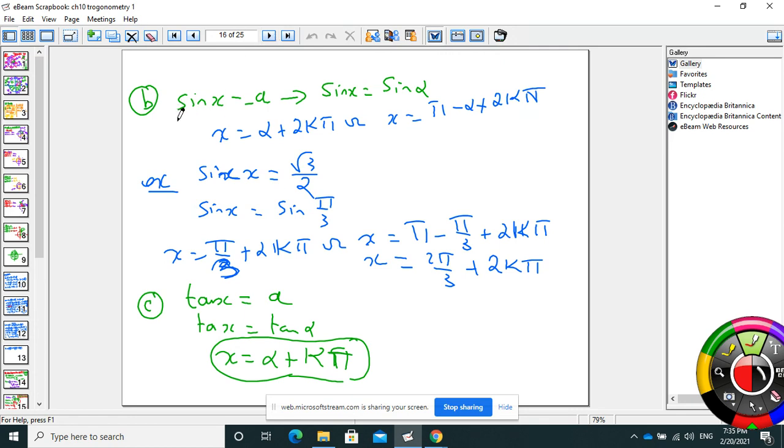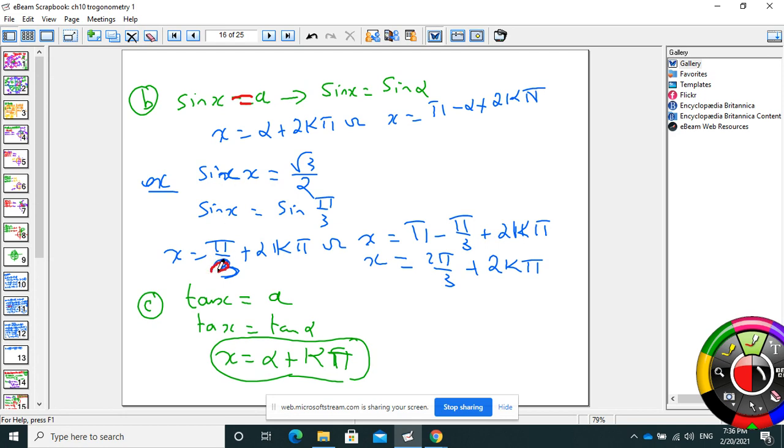Now, if I'm doing B, sine x is equal to a, again I need to make it sine x equal to sine alpha, so x will be equal to alpha plus 2k pi or pi minus alpha plus 2k pi. Example: I have sine x equal to radical 3 over 2. Which angle gives me radical 3 over 2 as a sine? It's pi over 3. So sin x equals sin pi over 3, meaning x is equal to pi over 3 plus 2k pi or pi minus pi over 3 plus 2k pi. Same denominator, 2 pi over 3 plus 2k pi.